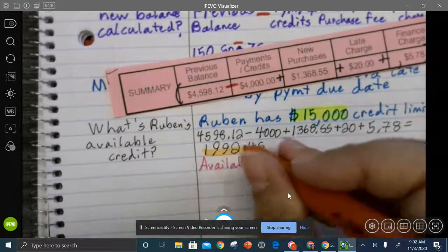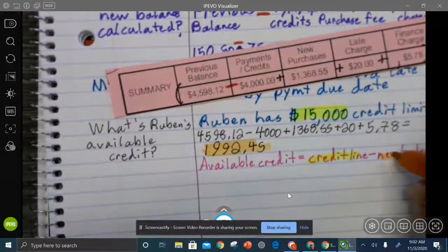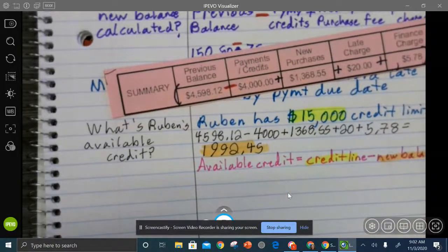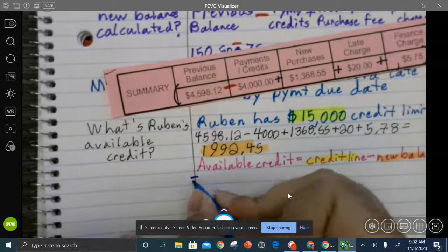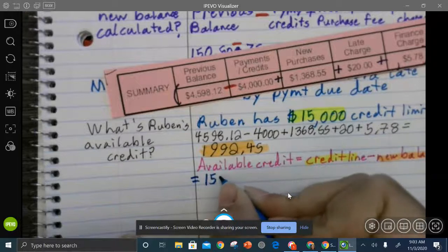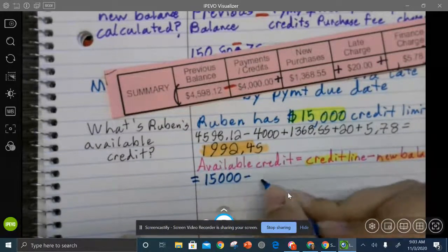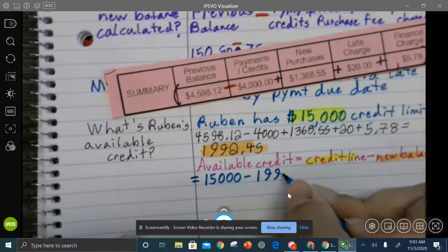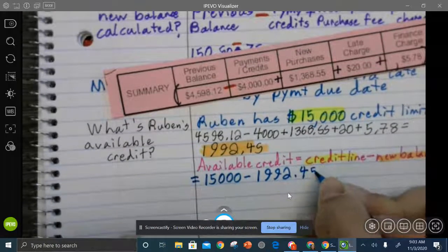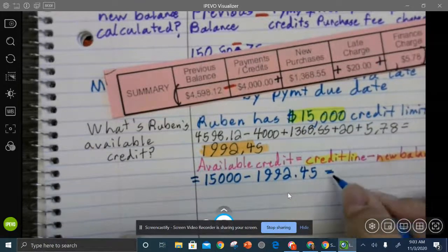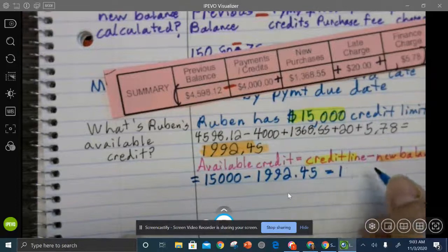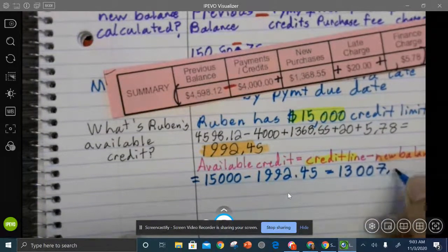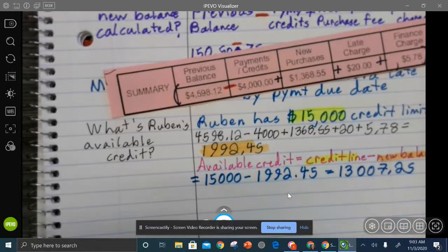His new balance was $1,992.45. Okay, so we're going to use those. So it's going to be 15,000 minus the $1,992.45. Okay, so his available credit is $13,007.25.